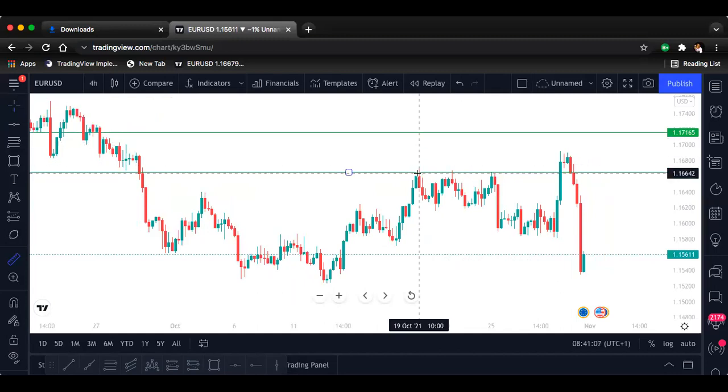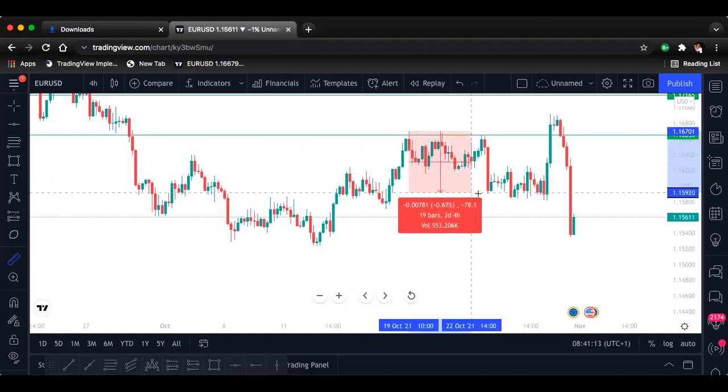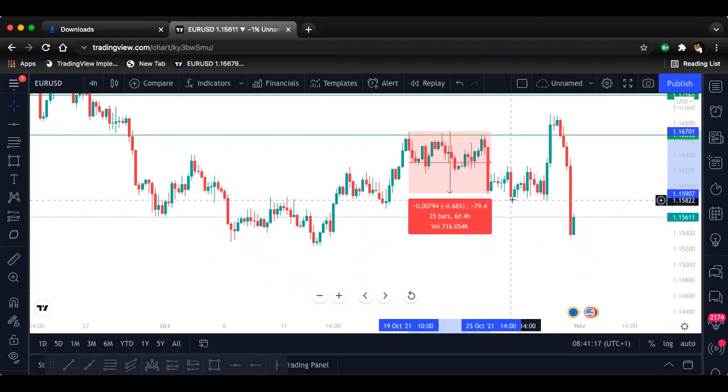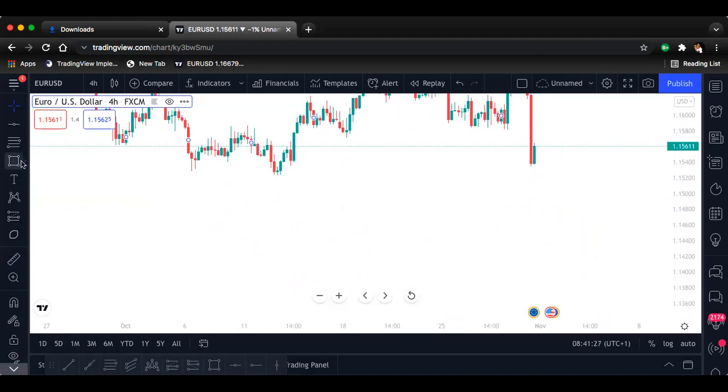I'm taking a sell trade at this point. Let's say you held the market down to this point. This would have been about 78 pips. Just from this simple knowledge alone, you would have gained about 79. Let's even do the calculation.